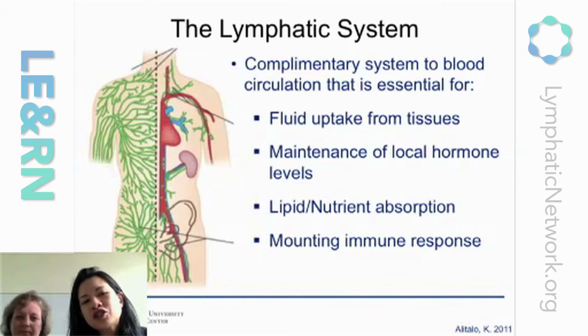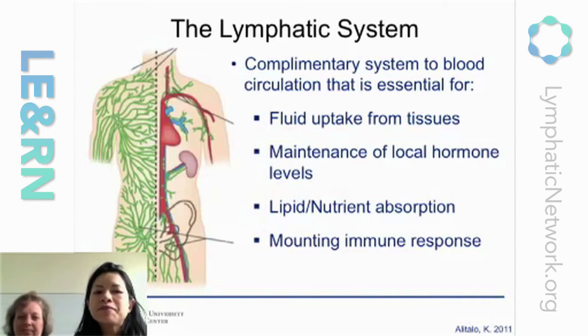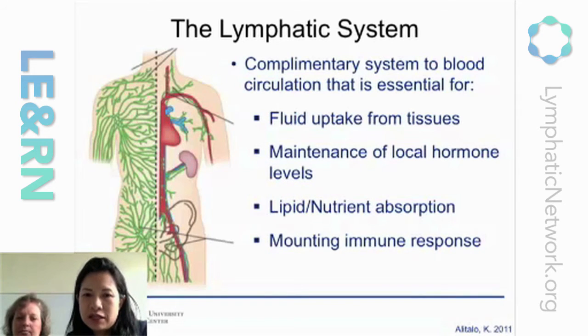It has many other functions besides returning fluids. It also helps maintain local hormone levels, and very importantly, it is essential for normal lipid uptake. So if there are lymphatic problems or anomalies, disorders in the intestinal system, then we will not be able to absorb lipids in our diet, and that could lead to malnutrition and a host of other issues, and also chylous ascites, which means that lipids get leaked into what we call the peritoneum, which is the cavity in the abdomen outside of the intestine.